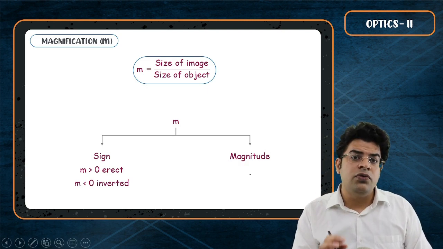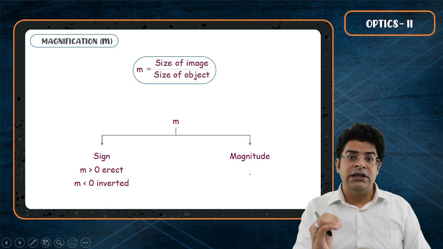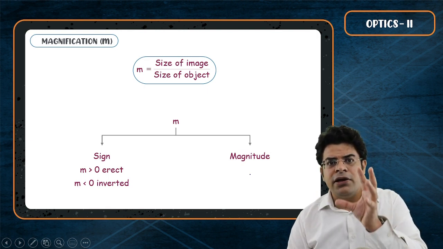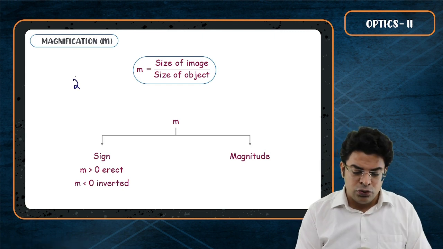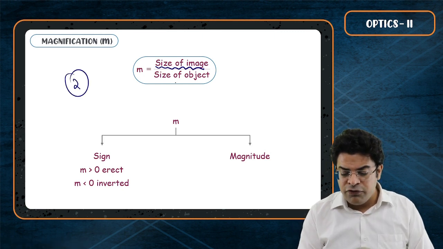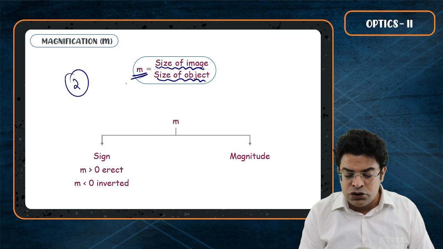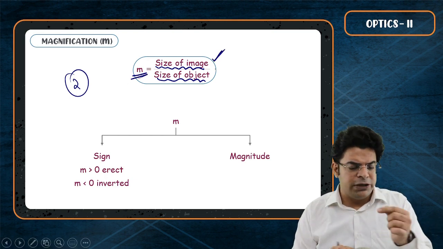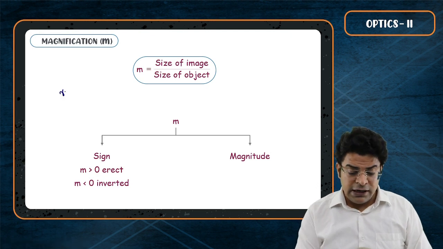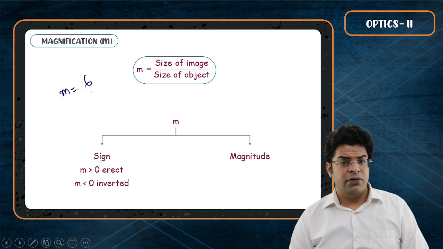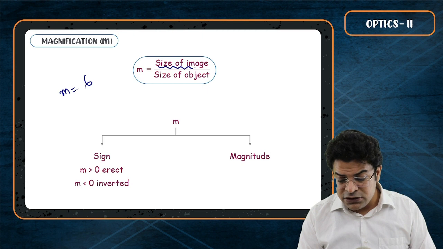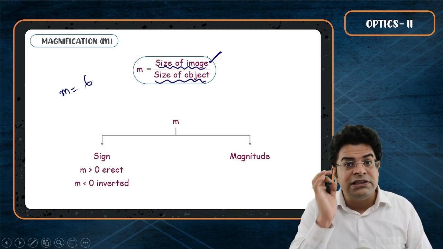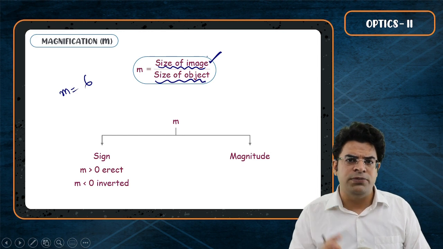Magnitude tells you whether the image is magnified or diminished. If I say that the magnitude of magnification is 2, it means that the size of image upon size of object is 2. It means that the size of image is double the size of object. If I tell you that the magnification is 6, it means that the size of image upon size of object is 6. It means that the size of image is 6 times the size of object.